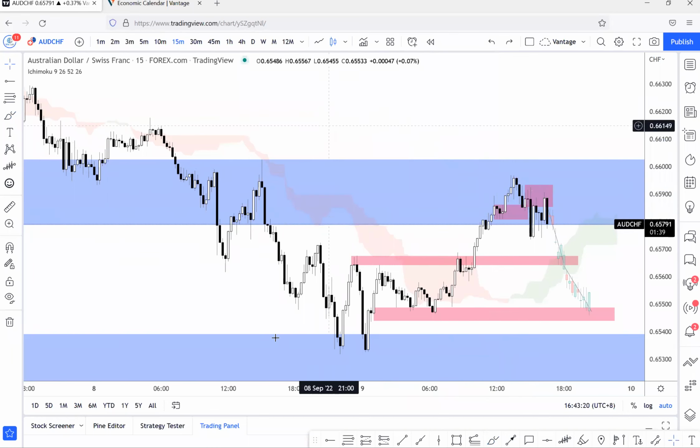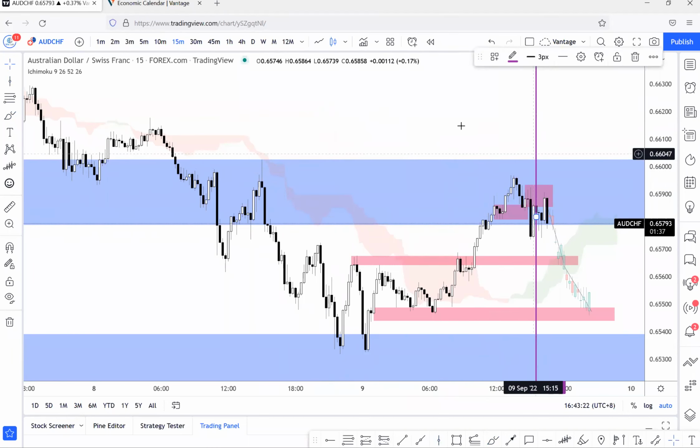So this is the area, right? Let's just put a marker here as well so that we can see. Okay, let's take a look at the last chart that we have, which is on Euro-Pound. Oh yeah, right. Okay. Before Euro-Pound, right?